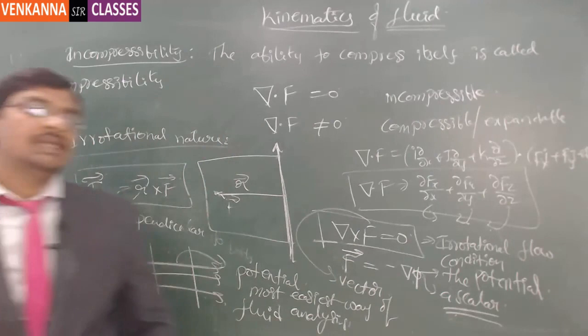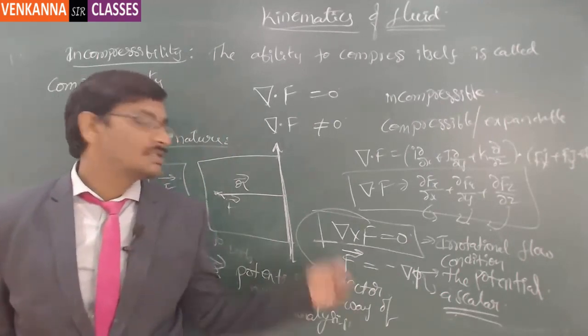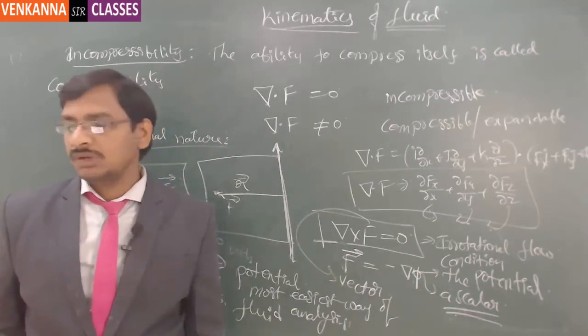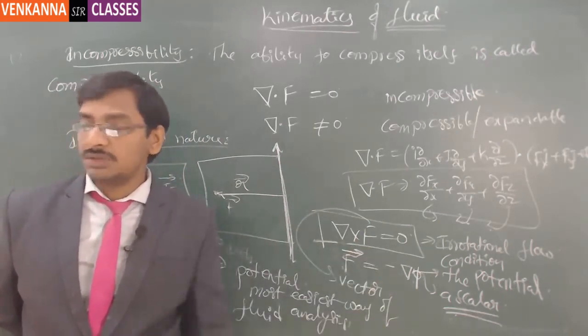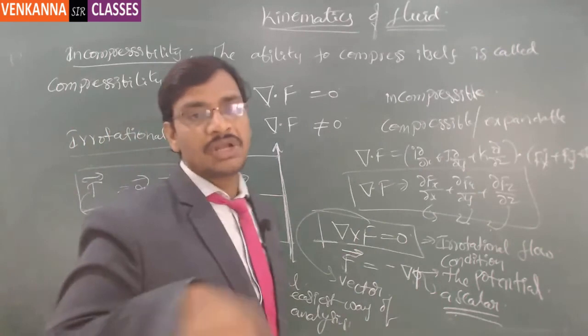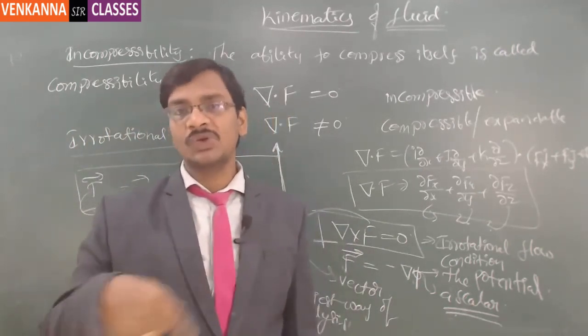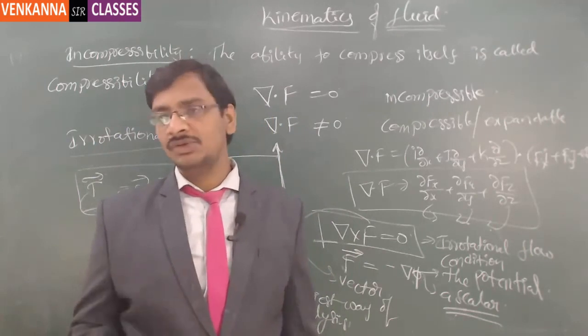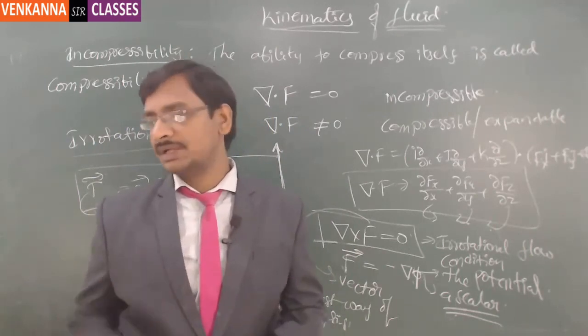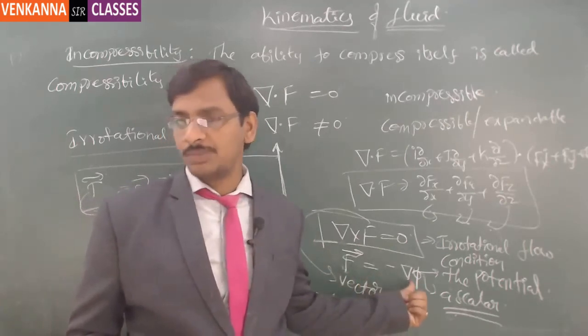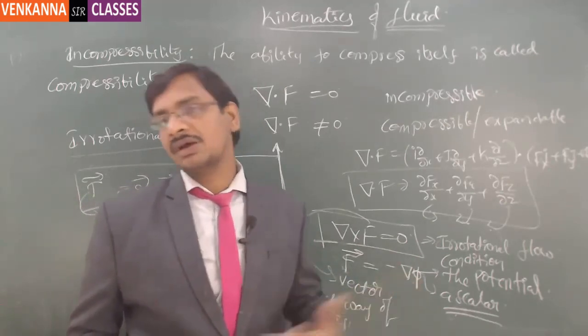And if there are curls, that means del cross F is not equal to 0, then you cannot express it in this format. If del cross F is not equal to 0, that means there are some rotational components of the fluid flow, right? If there is a rotational component, obviously you cannot think of your equipotential planes. So you cannot use this potential flow analysis, or express it as a scalar potential, if there are curls present.